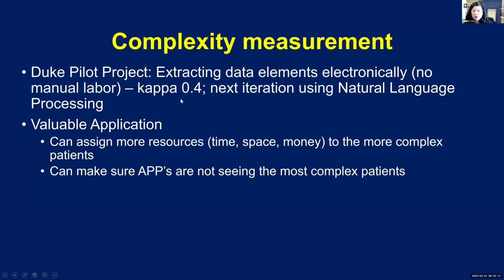And if we're able to do this, then other people can use it. And then we can assign our resources in a much more data-driven sort of way. We can also work with our APP schedule because they really shouldn't be seeing the most complex patient. We should make sure that, and this sounds very trite, but it's really the right patient to the right provider at the right time. And we can do this in a very data-driven way.